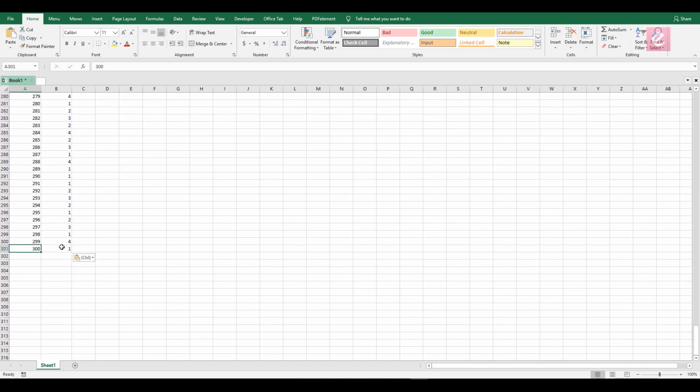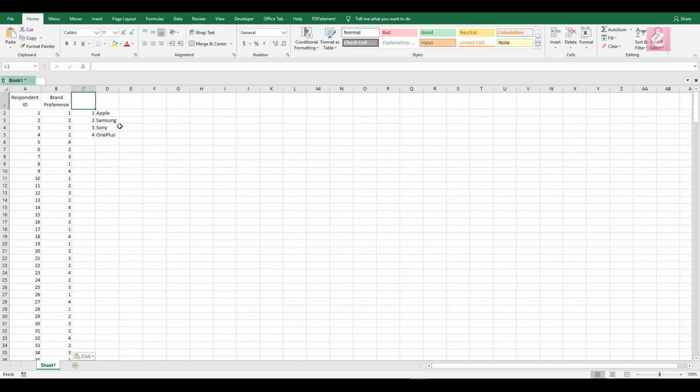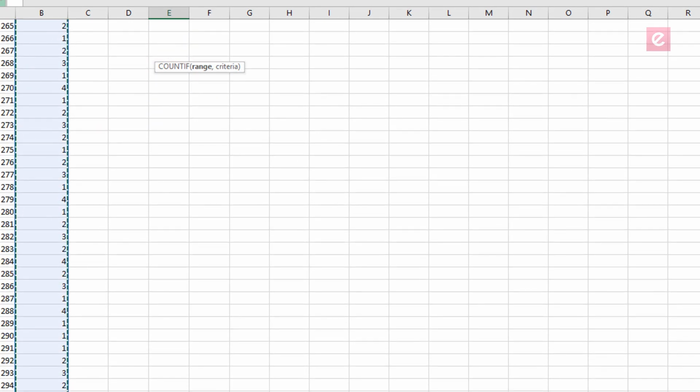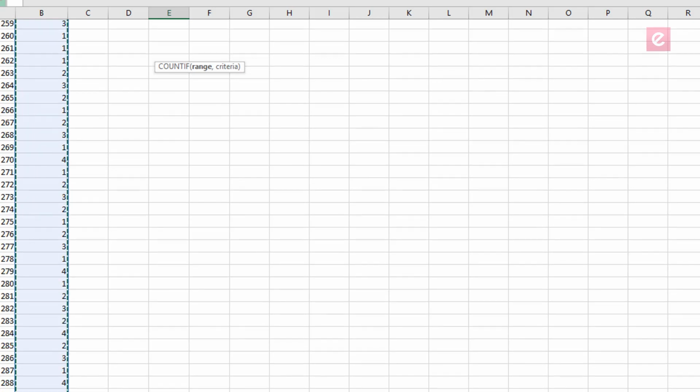Now we need to find out the frequency of each brand. So how many prefer Apple, how many prefer Samsung, how many prefer Sony and OnePlus. That is the observed frequency. So here we give the number, then brand, observed frequency or actual frequency. So how many opted for Apple as their preferred mobile brand? Apply the equation COUNTIF: select the range, the response column is considered as a range, then comma, what we are going to count, that is 1.